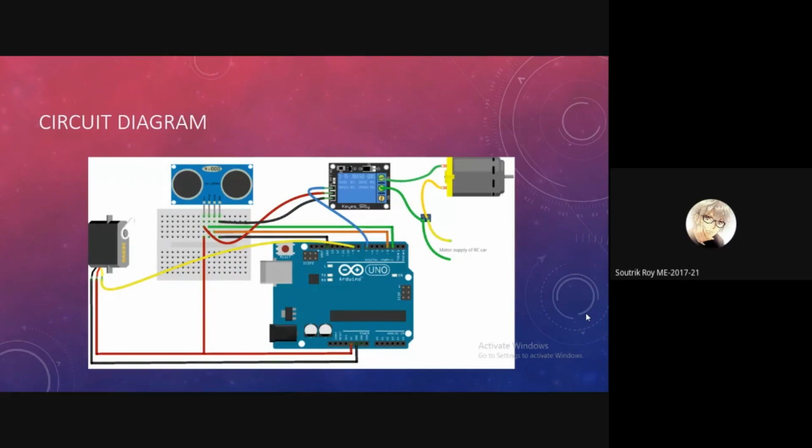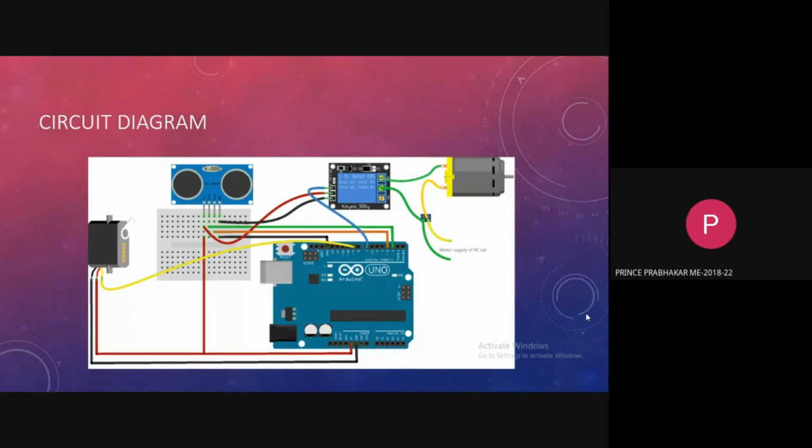This is the circuit diagram of our project, and the components which we are going to use are the ultrasonic sensor, the Arduino Uno, wheels, rechargeable battery, some gear motors, resistors, transistors, and jumper wires, and obviously a base.